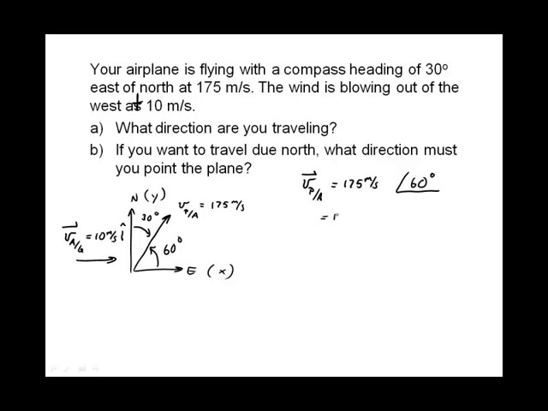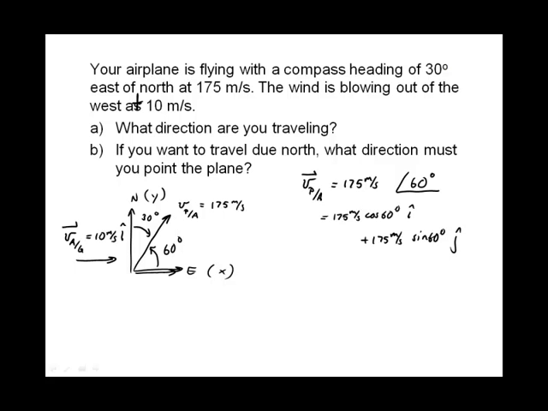And I could write that then as 175 meters per second, cosine of 60 degrees, right? The adjacent side is in the x direction, so there's my i hat, plus 175 meters per second, sine 60 degrees, and that's j hat. Here's the sine, that's the opposite side of 60 degrees.